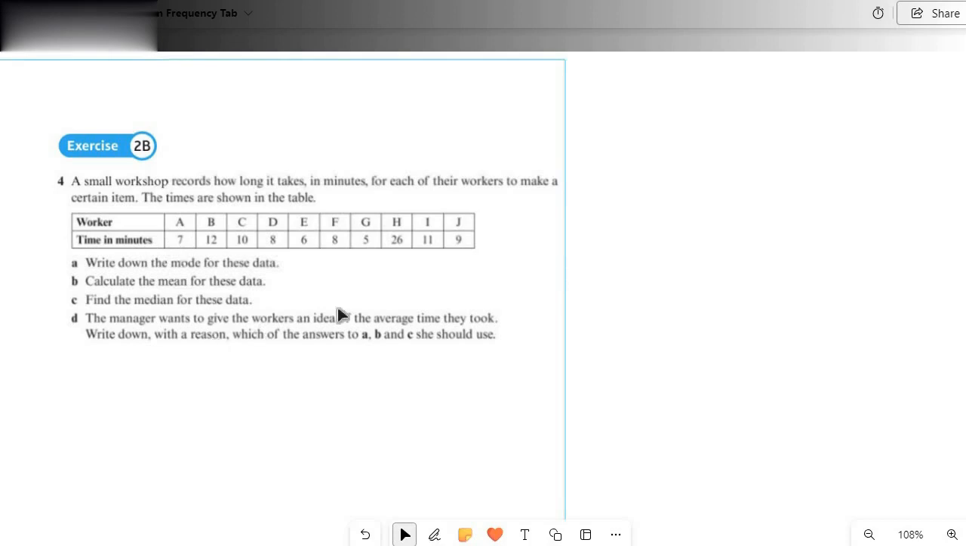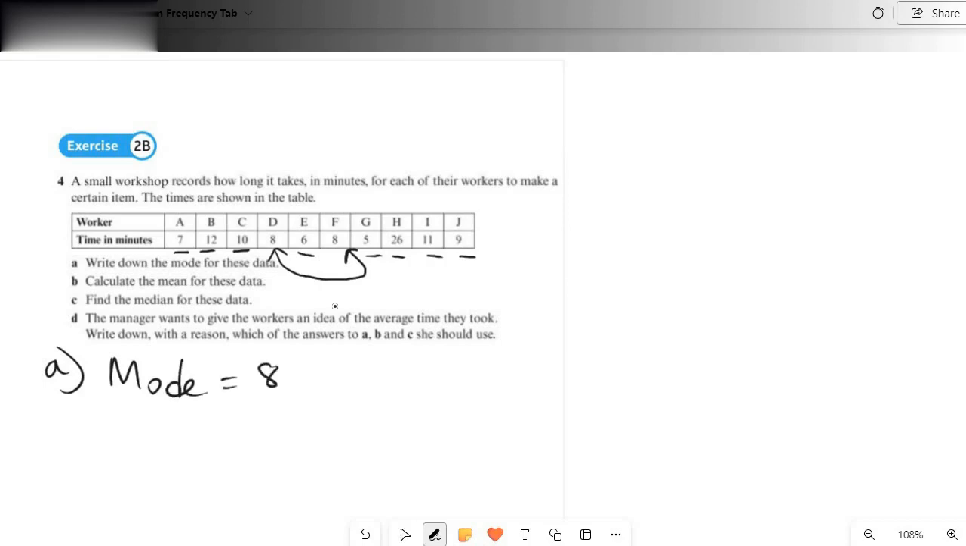For part A, we have to find the mode of this data. If you notice, the times 7, 10, 12, 6, 5, 26, 11, and 9 only occur once, whereas the time 8 minutes occurs twice. As you remember from the last video, the mode is the value that occurs the most, and since 8 has occurred twice, which is the greatest amount, the mode is simply going to be 8.